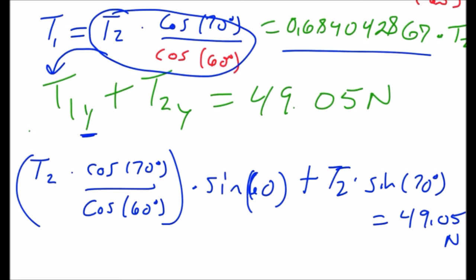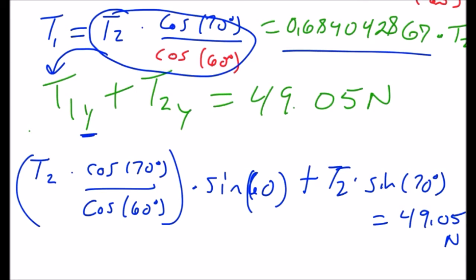Wait, is that T2 or T2y? This right here, all of this is T2y because we have it multiplied by the sine of 70. Now, our entire equation is in terms of T2. There's no T1s in there, right? So if we can just group like terms, then we can solve for T2. That's why we made these substitutions, so we could get T2 in this equation and get rid of the T1. Does that make sense to everybody?